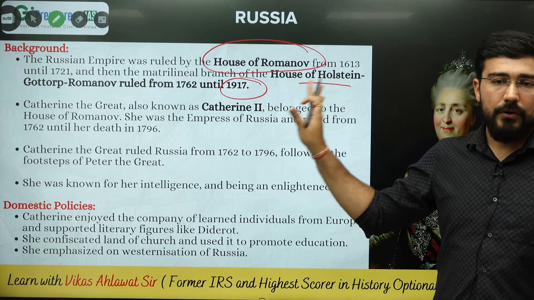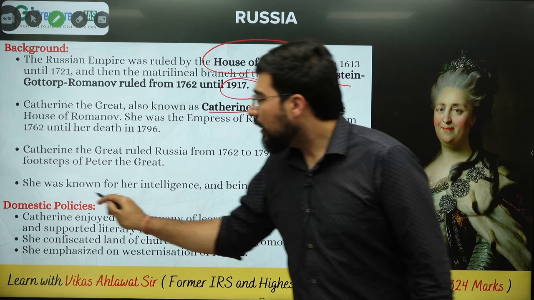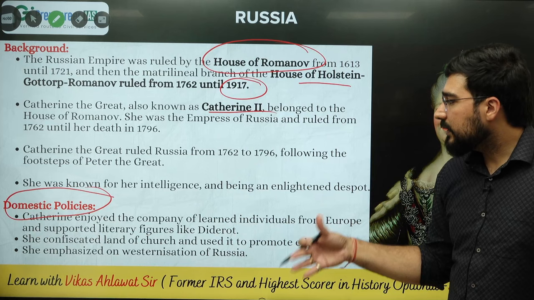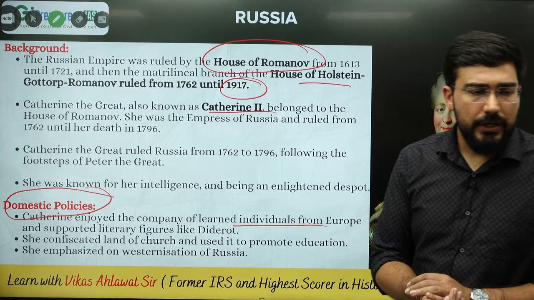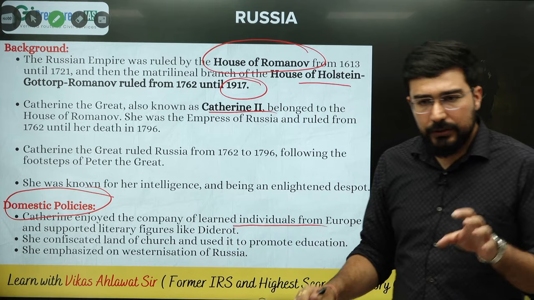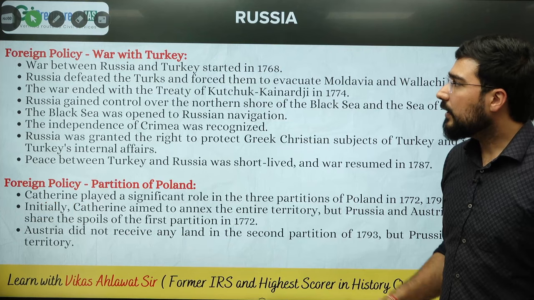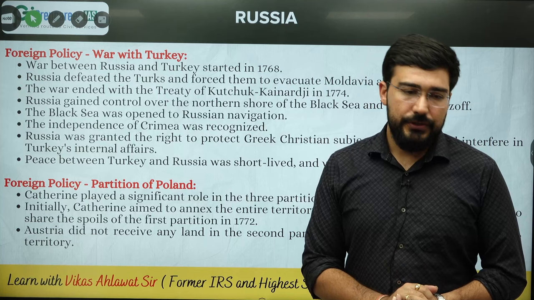So Catherine II was somebody who was also considered a part of the enlightened despots. Some of the domestic policy that we see: yes, she enjoyed the company of learned individuals, confiscated the land of the church and used it for the promotion of education. She emphasized the westernization of Russia. So certain reforms were going on in Russia. Okay, if we see foreign policy, this is what we see, the beginning of the Eastern Question. When we talk about the Eastern Question, it is about Turkey.